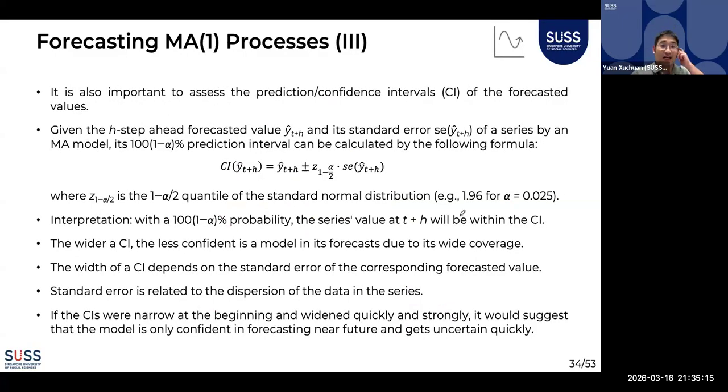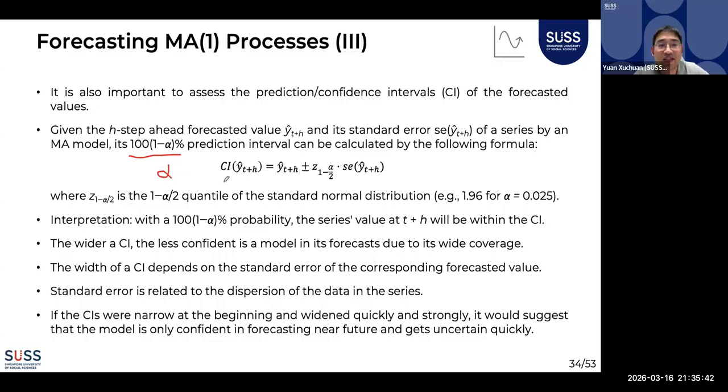Of course, when we do a forecast, we have so-called confidence intervals. Usually we will have, for example, a 100% times (1 - alpha) percent confidence interval. For example, if alpha equals 0.05, this will be a 95% confidence interval, okay?